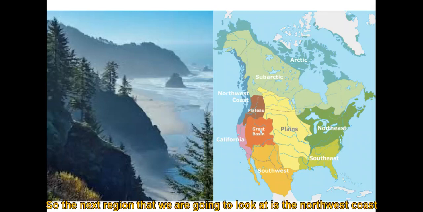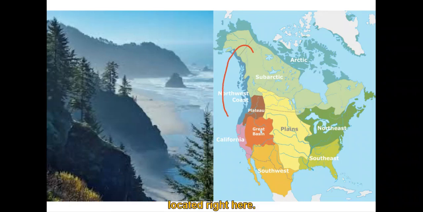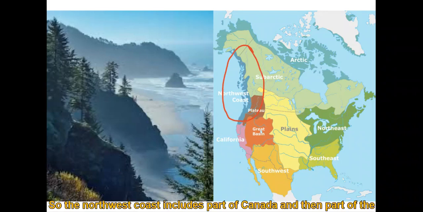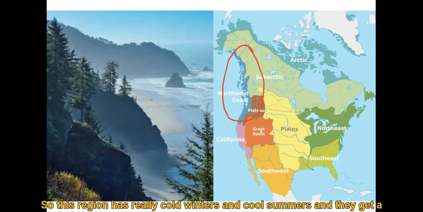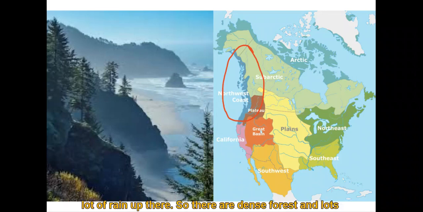Okay, so the next region that we're going to look at is the Northwest Coast, located right here. So the Northwest Coast includes part of Canada and then part of the states of Washington, Idaho, and parts of Oregon. So this region has really cold winters and cool summers, and they get a lot of rain up there. So there are dense forests and lots of trees.